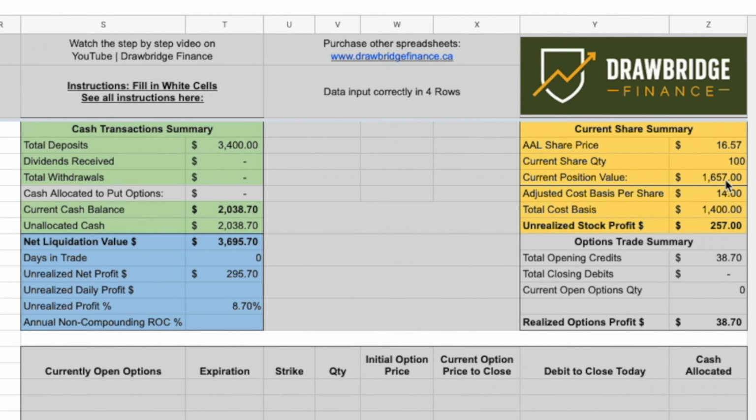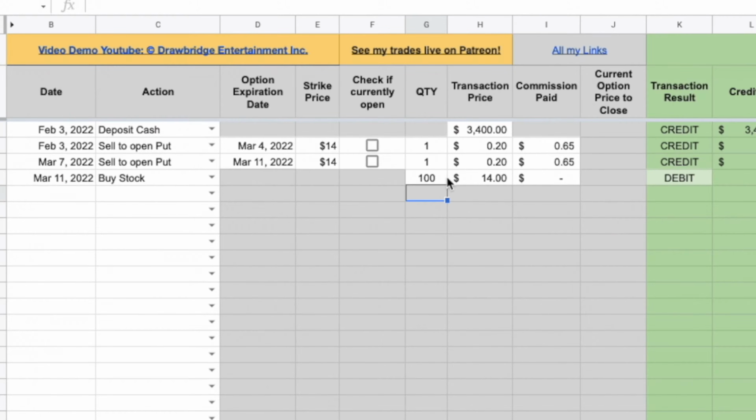It also calculates a running total as to what the value is right now. So even if I had paid $1,400 at this time, but the stock is trading today at $16.57, it's able to calculate out the share price. So it's saying that the American Airlines share price is currently $16.57. I currently own 100 of them because I bought them, and the current position value is $16.57, and I have an unrealized stock profit of $257. So it's keeping a running total. It's also keeping a running total of the total opening credits that I've received and any closing debits I've paid to get out.